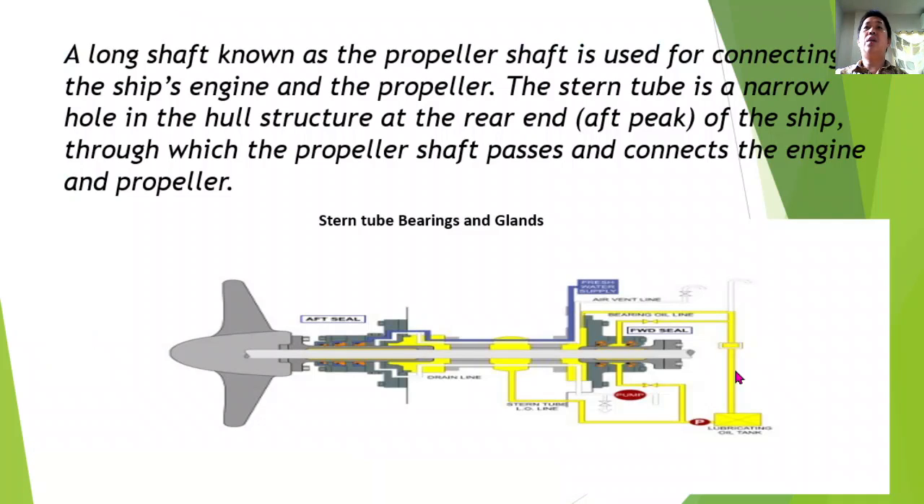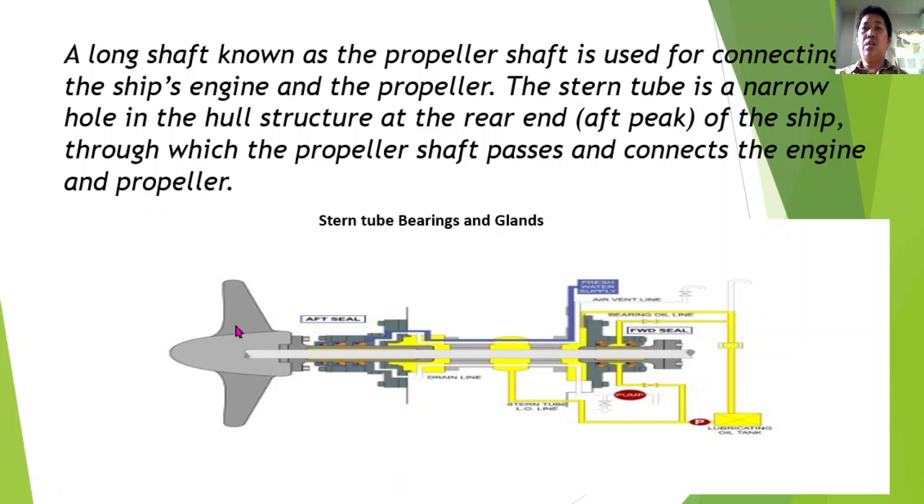We have also here the long shaft known as the propeller shaft. It's used for connecting the ship's engine and the propeller. The stern tube is a narrow hole in the hull structure at the rear end, the apex of the propeller, through which the propeller shaft passes and connects the engine and propeller.